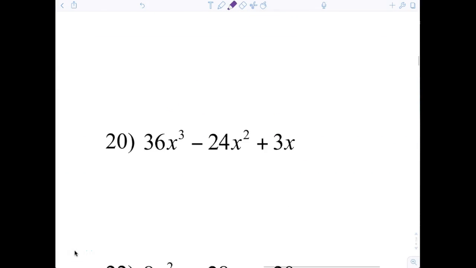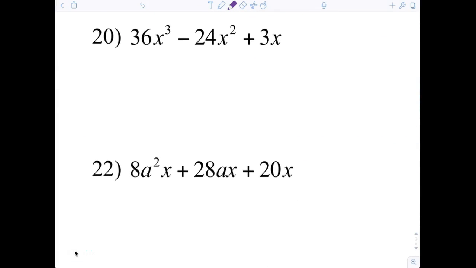All right, let's take a look now at 20. All right, guys, what's common? 3x. Here we go. And then? 12x squared minus 8. Yeah, now most kids forget the what? The 1. Most kids forget the 1.